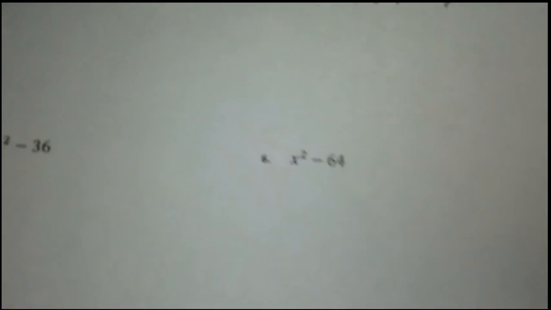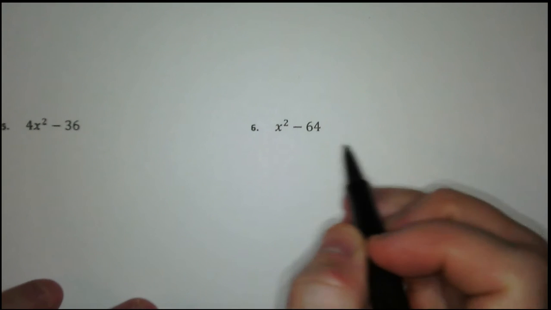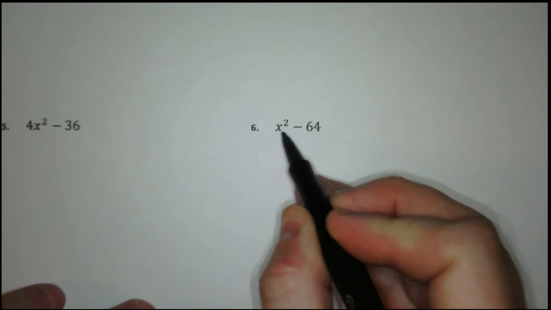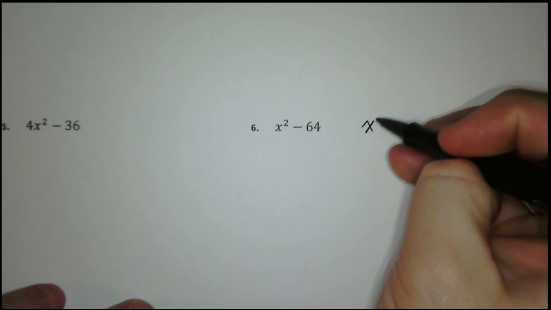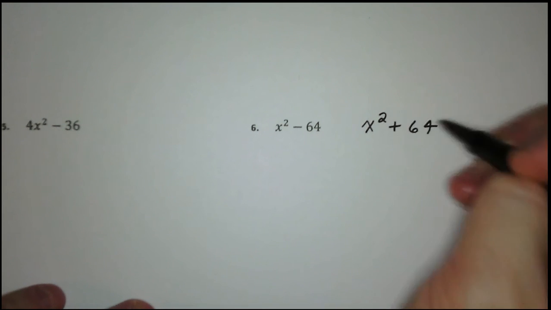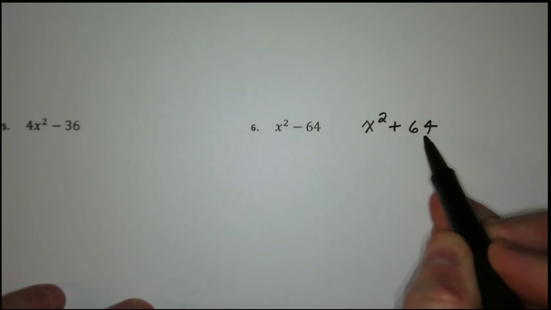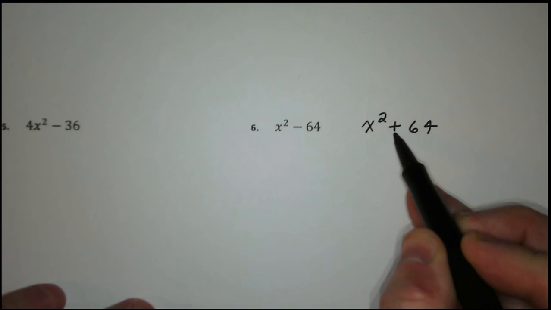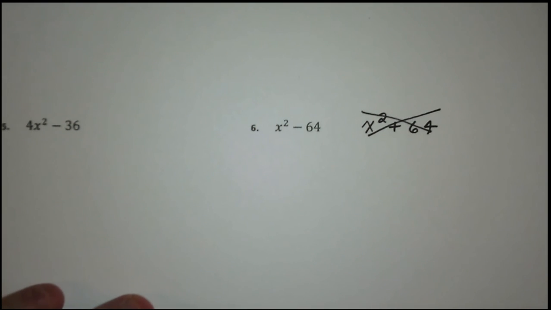Or maybe let's do number 6 really quick, while I'm making this little reminder point. Let's do that with number 6. x squared minus 64. If this had said x squared plus 64, x squared is a perfect square, 64 is a perfect square, because 8. But since that's a plus, this would not factor at all.